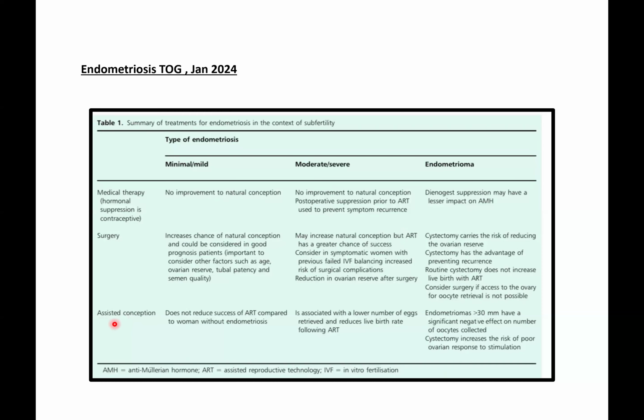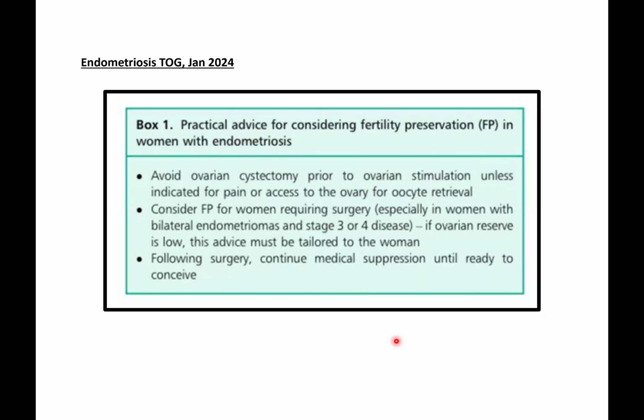When we refer the patient for assisted conception, if it is moderate to severe, it is associated with a lower number of eggs retrieved and reduces live birth rate after ART. So already, because of the toxic environment, ovarian reserve will be less. That is why we have to check the ovarian reserve in these patients.